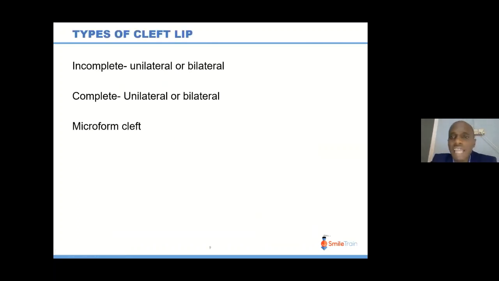So the types of cleft lip that we have: it can be incomplete, which can be unilateral or bilateral; it can be complete, which can also be unilateral or bilateral; and microform cleft. In microform cleft, the skin is intact, but the muscles have clefts. So even though the lip may look a bit normal, you see a depression in the skin, which shows that the muscle is deficient.